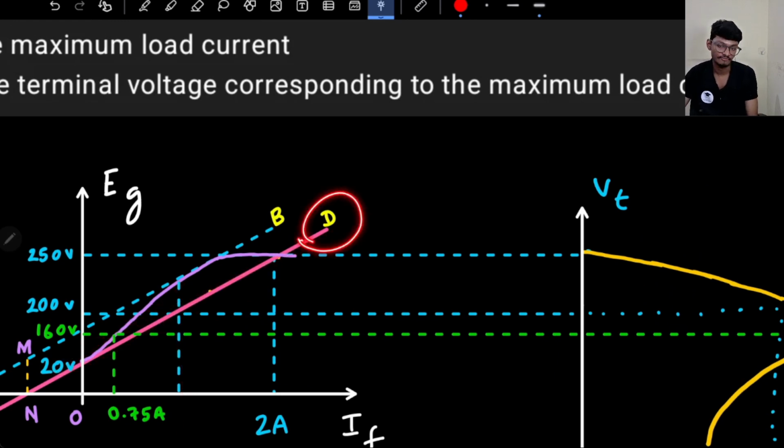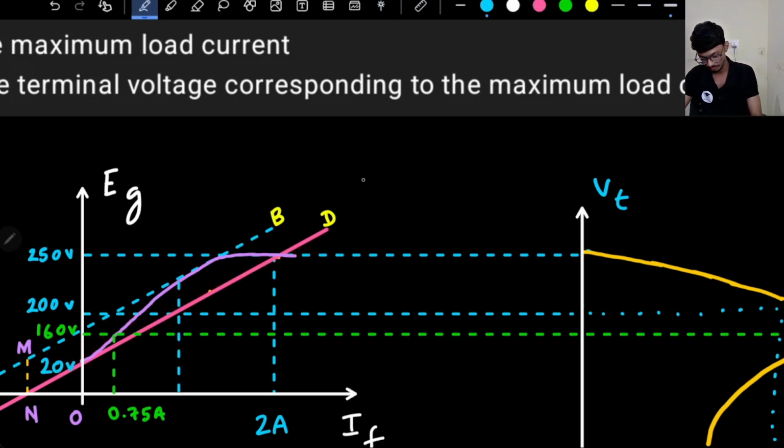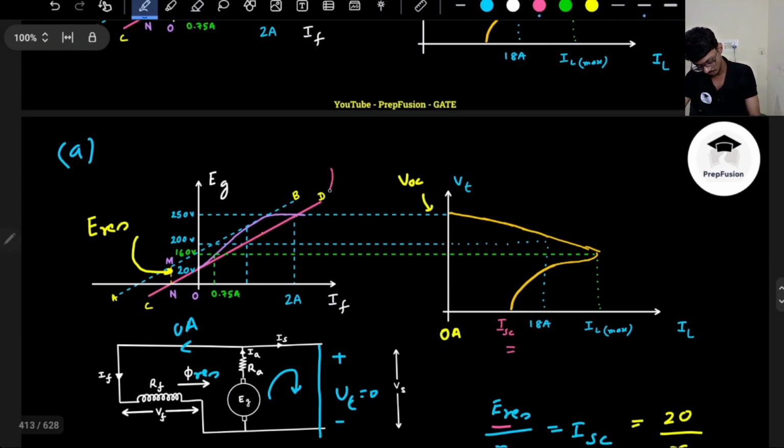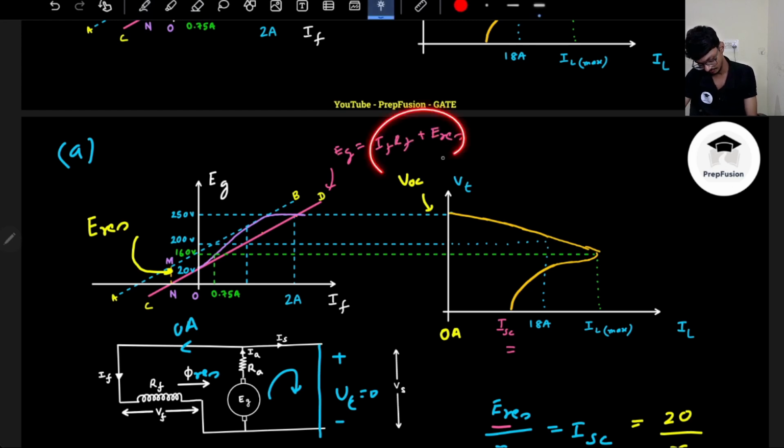This straight line is the graph for, if you remember, the equation Eg equals If into Rf plus E residual. When If is 0, I have the E residual voltage, and this is the graph. So Eg is equal to If into Rf plus E residual.